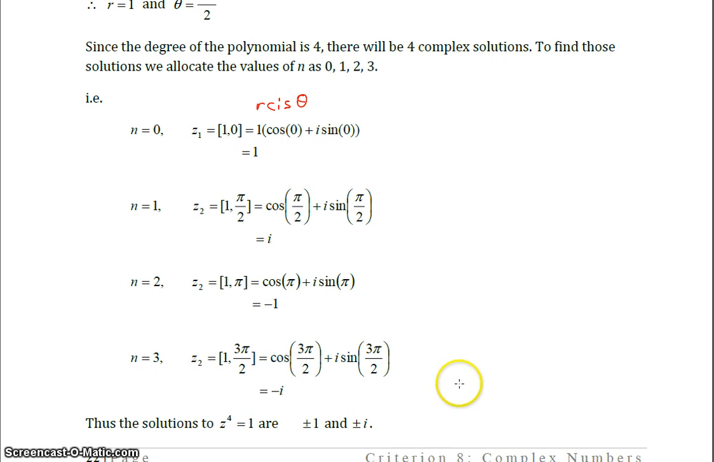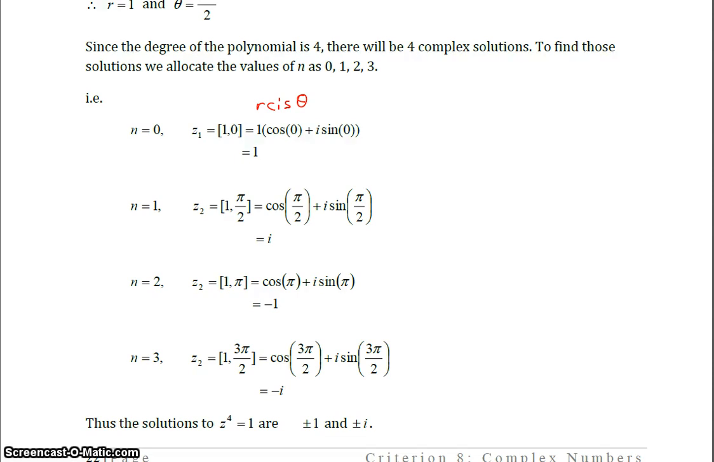Okay, so I'd encourage you to go back through this example and have a look at each step that needs doing. We're just remembering the importance of whatever the degree of the polynomial is, that's how many solutions there will be, and therefore you're going to need to substitute that number of values of n. And it's quite simple to start with n equals 0.